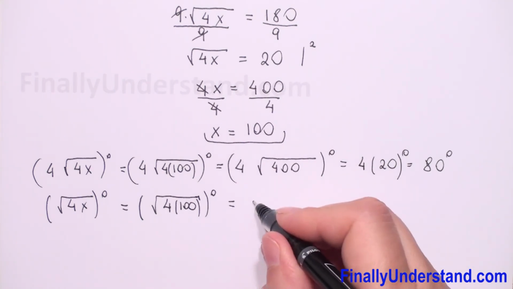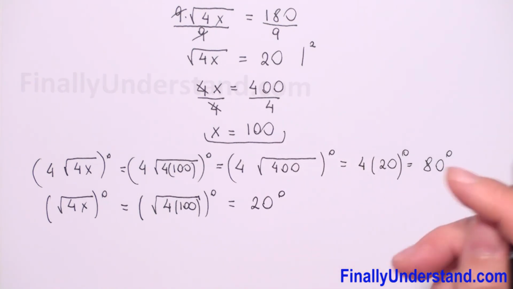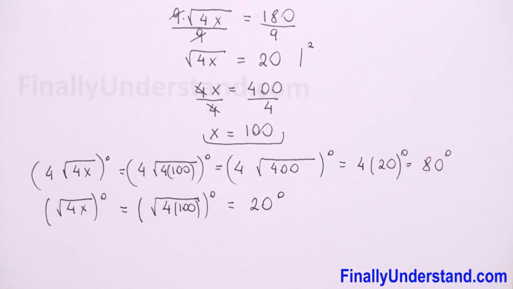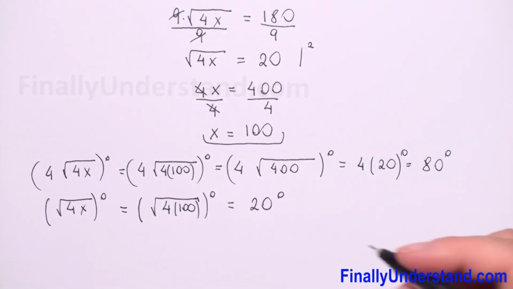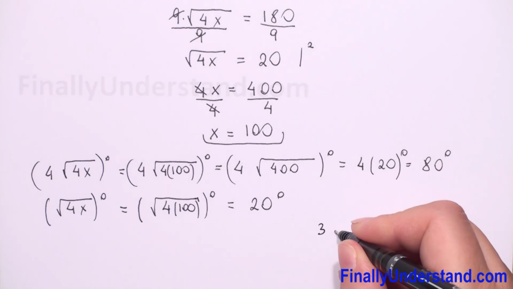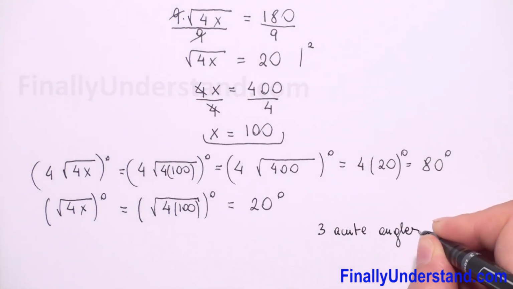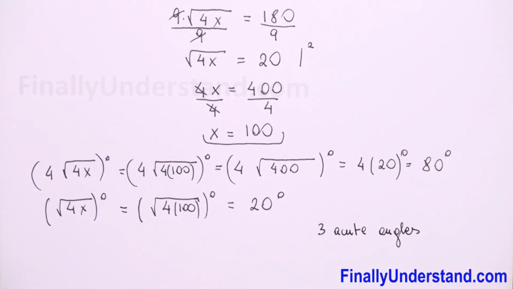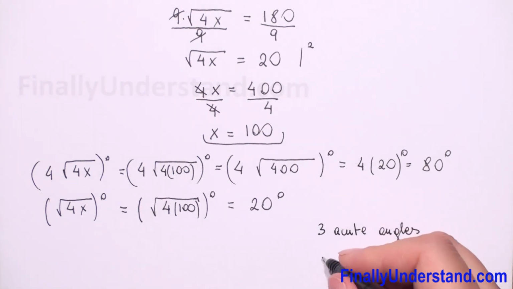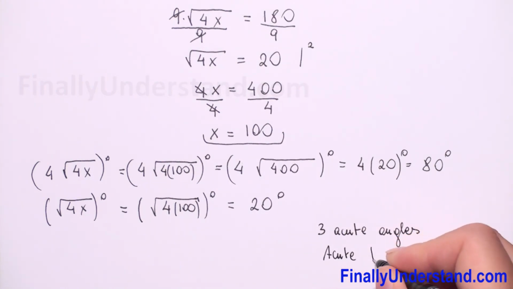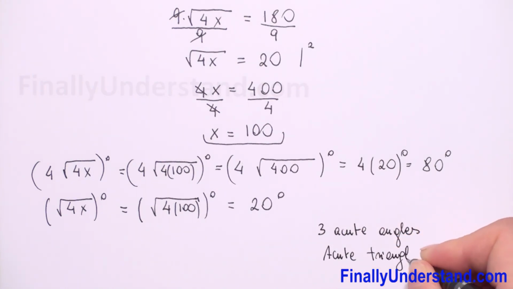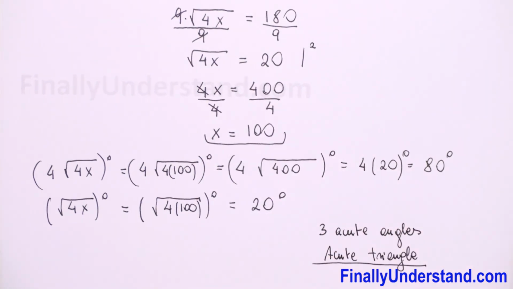So this is 20 degrees. So we see that these three angles are acute angles because the measures of the angles are less than 90 degrees. So we have three acute angles. So we have here an acute triangle. This is my solution.